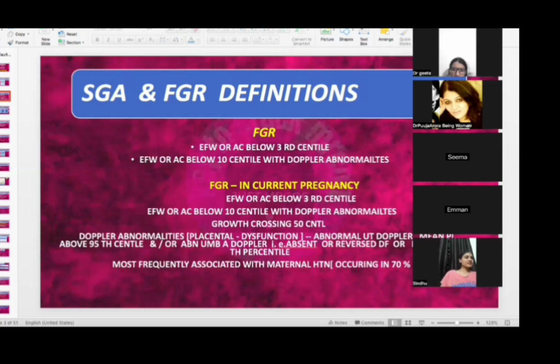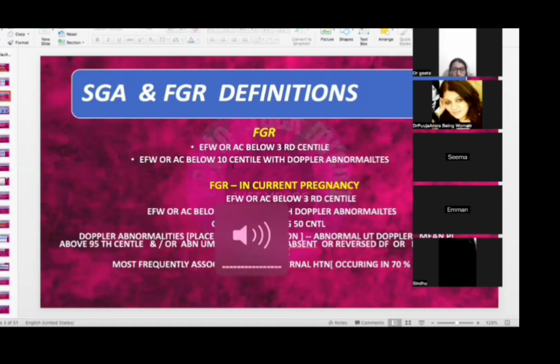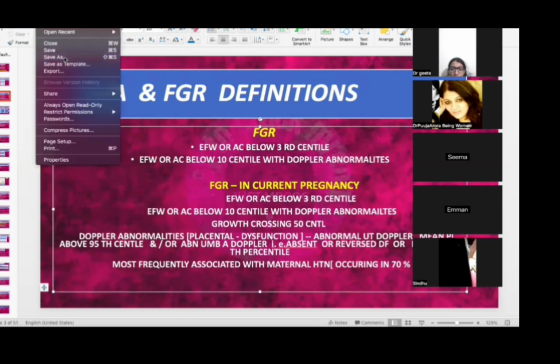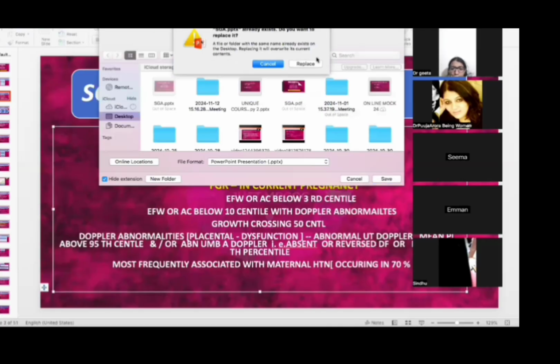Most frequently it is associated with maternal hypertension. In 70% of early onset FGR, this is the finding, that is maternal hypertension. So the important point is that abnormal uterine artery Doppler alone is not a criteria. It has to have umbilical criteria as well. Though if there is only umbilical criteria, that is enough to diagnose any pregnancy as an FGR pregnancy in current pregnancy. So I just repeat, Doppler abnormalities, uterine artery and umbilical artery, mean PI more than 95th centile, absent or a reversal end diastolic flow.